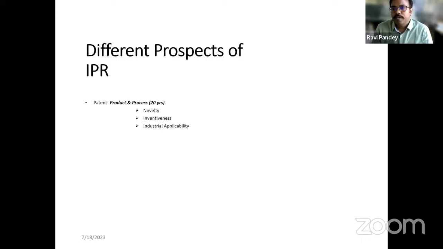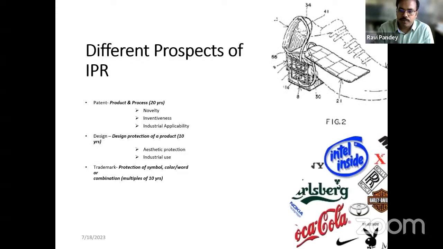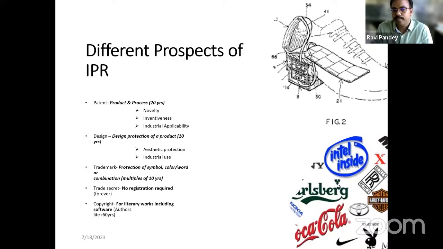Different prospects of IPR. This I would not go much into detail because in a sense this revolves around the intellectual property that has been developed through this collaboration. I will try to cover this ASAP because we already have progressive entrepreneurs who are aware about these nuances. So we have different IPR prospects like patents, design, trademark, trade secret, copyright.